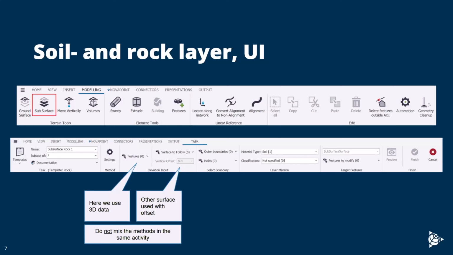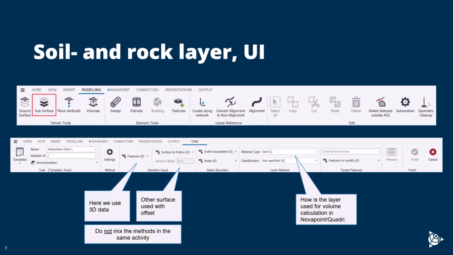But these two should not be mixed in one layer. So in the same task, you either use 3D data or you use the surface to follow function. This is something we can see in support cases, that someone has tried to add features to both of these, but you can't do that.